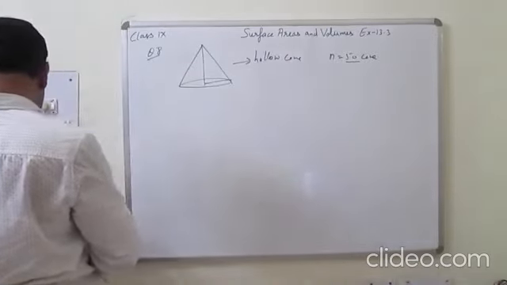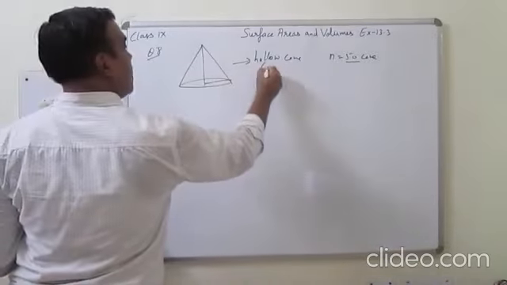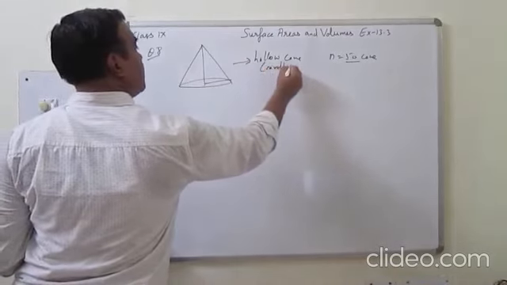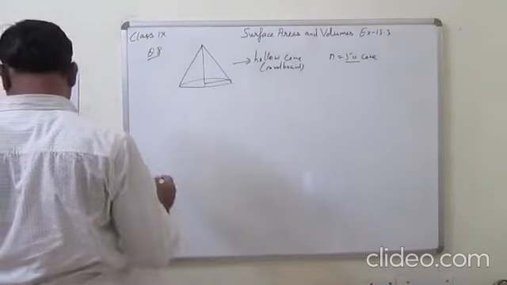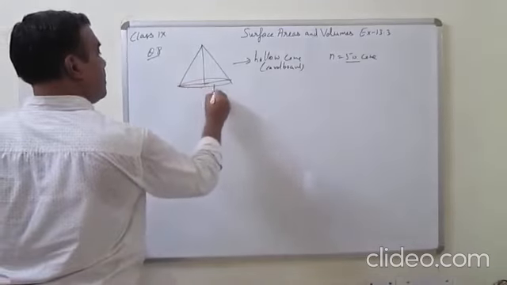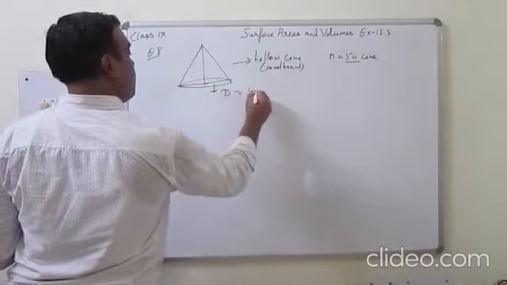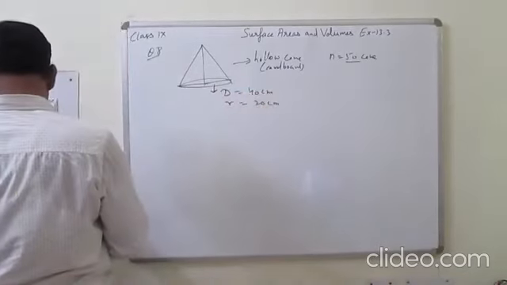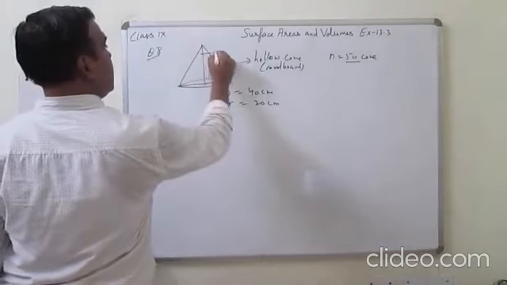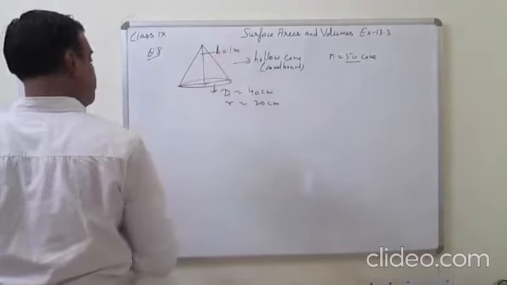Made up of recycled cardboard. It is made up of cardboard. Cardboard से बनाया है. Each cone has a base diameter 40 centimeter. Base diameter d दिया हुआ है 40 centimeter. So r is 20 centimeter. And height is 1 meter. This height h is 1 meter.